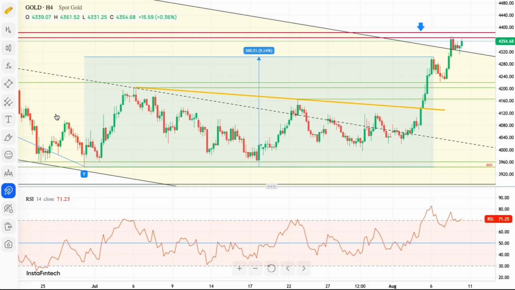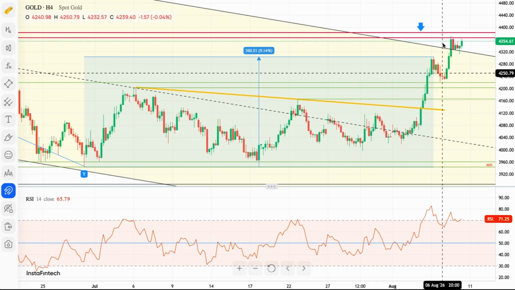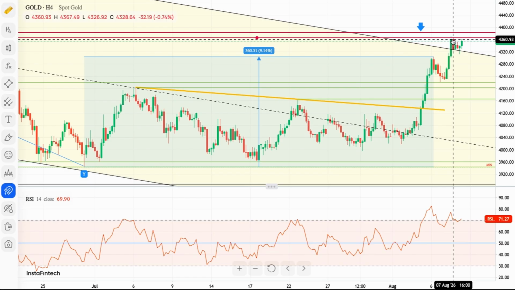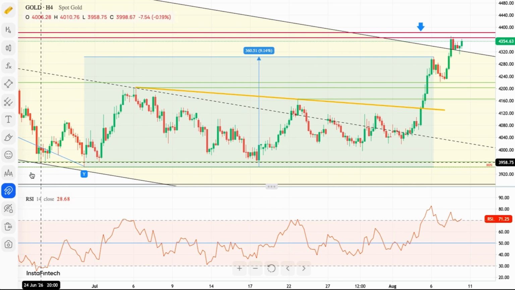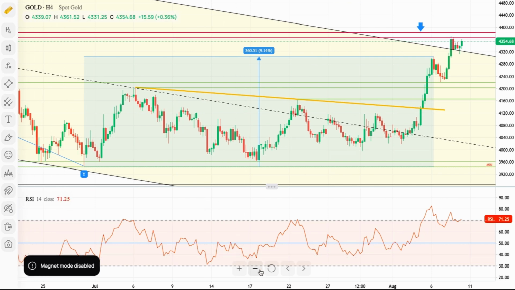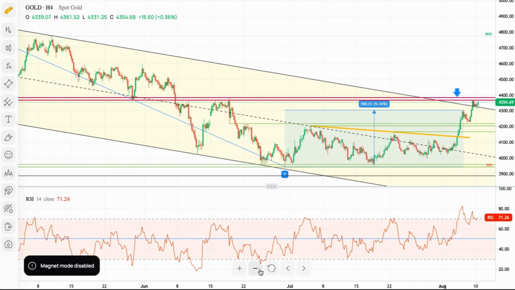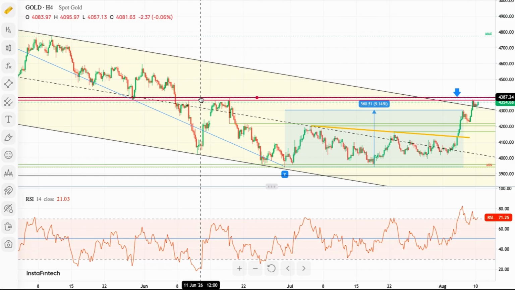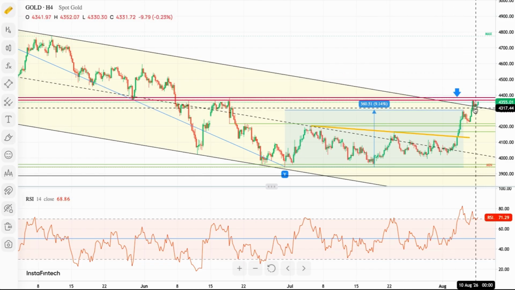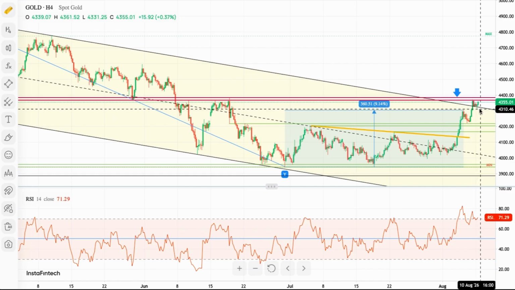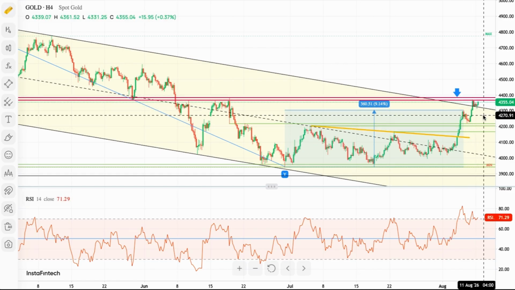Gold, and gold is moving higher. Right now we are testing the 4,360 technical resistance as planned, right? We expected this movement to the upside towards the blue arrow last week, and yet we have it. Major technical resistance is now being tested, very, very close to the upper channel line. This is the descending channel line, right?